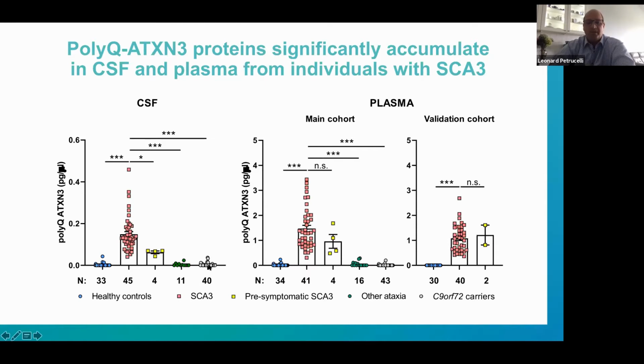When we looked into plasma, we found similar results, although the sensitivity of the assay was actually better. You can see here that the polyQ levels were readily detected, similar to what we found in CSF, likewise with the pre-symptomatic individuals and our healthy and disease controls. Using the validation cohort, we found similar results. So overall, what does this mean? The fact that you can detect it in both CSF and plasma, does it have any clinical significance?